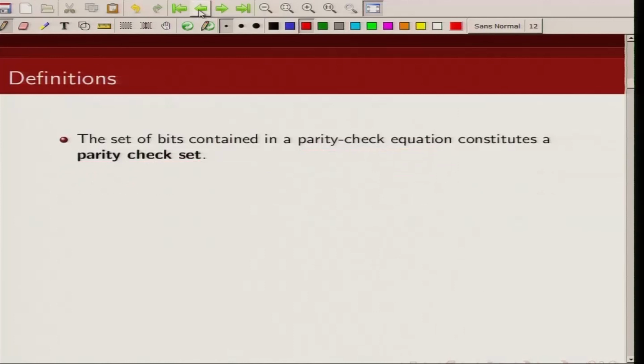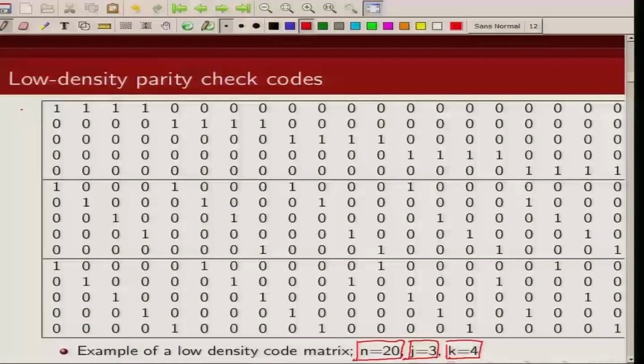So, for example, if you look at this particular parity check equation, these are the bits that are participating in this parity check equation. So, these bits will form a parity check set. If you look for example at this particular row, this bit, this bit, this bit and this bit, these are the 4 bits that are participating in the parity check equation. So, these bits will form a parity check set.